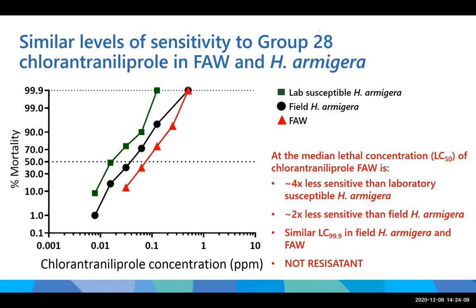So these are the efficacy data for the group 28 insecticide chlorantraniliprole. And at the median lethal concentration, fall armyworm was about 4 times less sensitive than the lab strain of Armigera, and about 2 times less sensitive than the field strain of Armigera, which suggests that kill might be marginal at rates below the full rate of chlorantraniliprole. But again, the rate of kill at the top end of that dose range was similar in both species, so you'd probably expect to see a similar level of mortality at the field level. So again, it doesn't really seem to be the case that there's a significant level of resistance to the group 28s in fall armyworm.